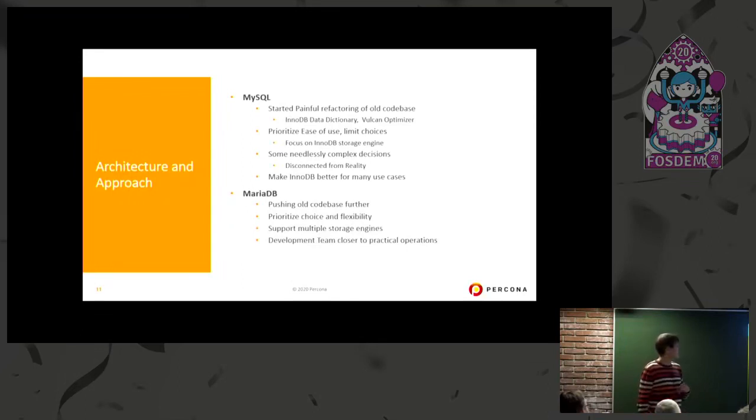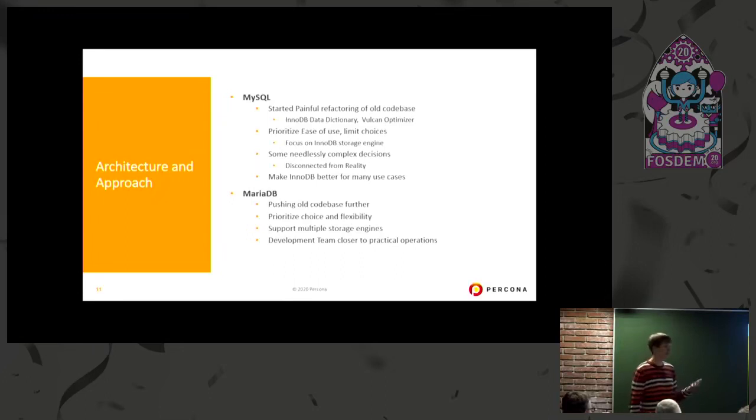I think another thing I will highlight is a tendency toward some needlessly complex decisions in MySQL. For example, MySQL GTIDs. Oh my gosh. I mean, if you probably don't have 2 PhDs, you don't really understand what the hell is going on and how it works in this case.